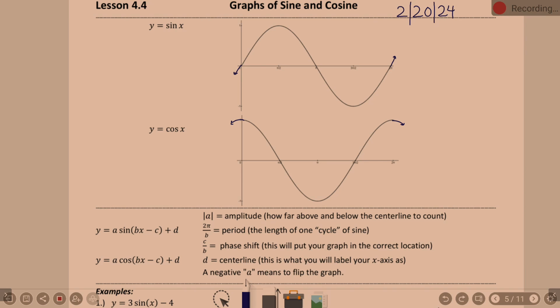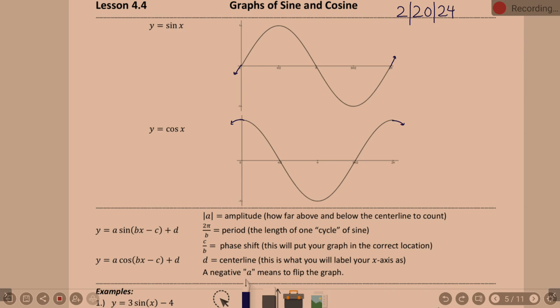3/4 of the way it cuts through, and at the end there's a maximum. So every quarter of the graph, you're either hitting a min, a max, or a zero. You're cutting through the x-axis. Okay? Now, as you look through the equations, we're not going to just graph plain old sine and cosine. That would get too boring. So we're going to be looking at the different transformations.